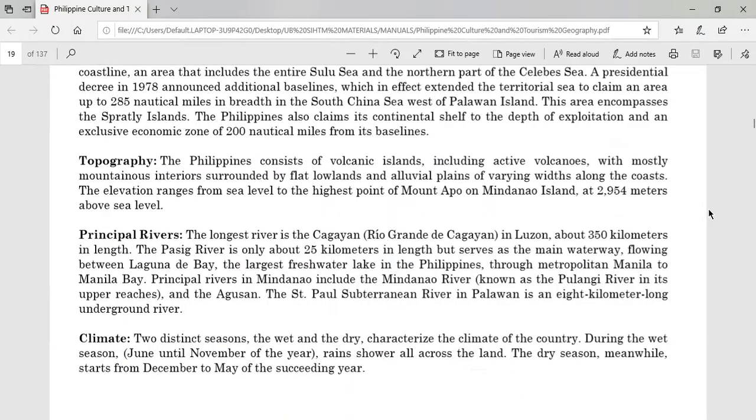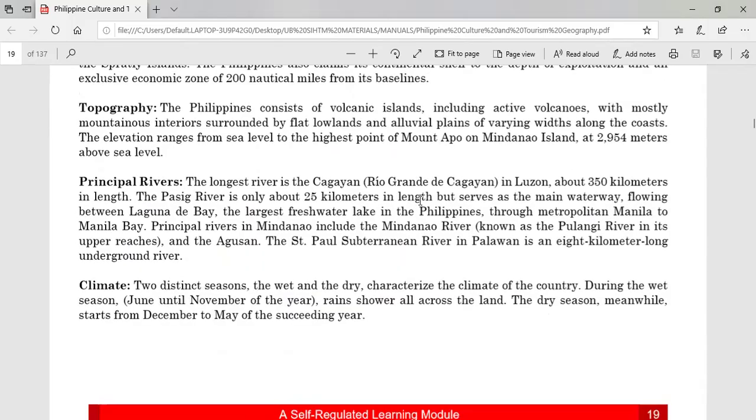Right. So let's move on to the topography of the Philippines. The Philippines consists of volcanic islands, including active volcanoes with mostly mountainous interiors, surrounded by flat lowlands and alluvial plains of varying widths along the coasts. The elevation ranges from sea level to the highest point of Mount Apo on Mindanao Island at 2,954 meters above sea level. So again, it was mentioned that the Philippines consists of volcanic islands, especially active volcanoes. So some active volcanoes that we know of nowadays would be our Mayon volcano and Taal volcano.